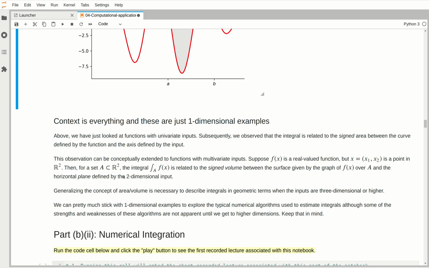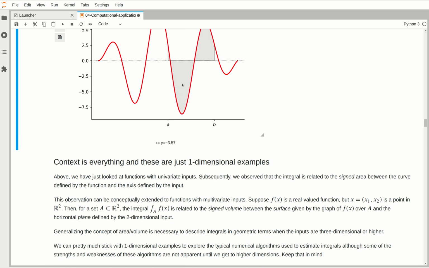Now, of course, this observation can be conceptually extended to functions with multivariate inputs. So imagine a function with two inputs. Then your input region, instead of being an interval on the real line that you're integrating over, might be a set in a plane. In that case, the integral is related to the volume between the surface of the graph and the region in the plane instead of just area.